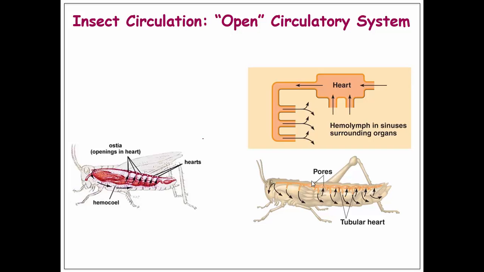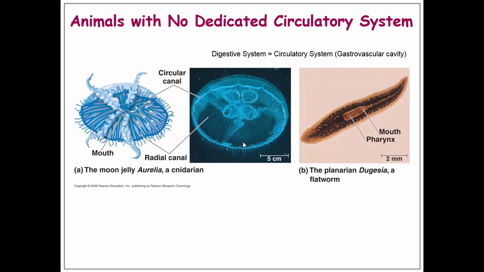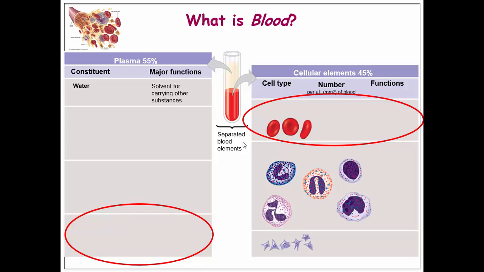Okay, I'm almost done. All right. Again, be aware of the open circulatory system of your insects and be able to describe those a little bit more. There is no dedicated circulatory system to these particular animals, but they do have the gastrovascular cavity, which can be used to move materials around in that organism.